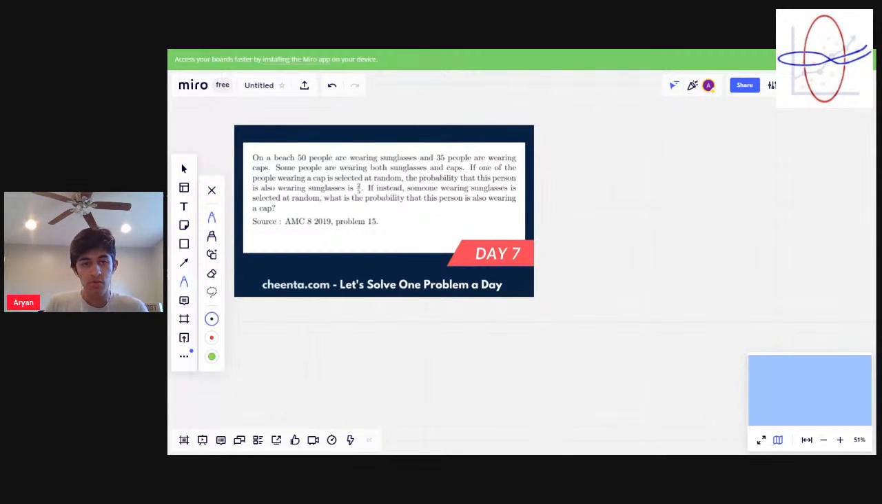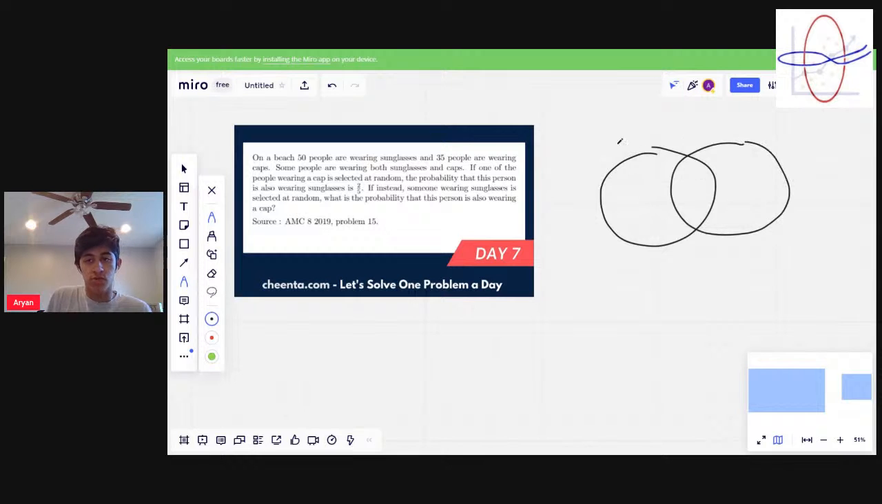Okay, so with this problem, just to get a general idea, we have some people at the beach, and the idea is that there's some that are wearing both sunglasses and caps, some wearing only sunglasses, and some wearing only caps. So with this type of question, I always like to start with a Venn diagram because it's a good way to look at two groups of data. So in this case, two groups of people where they overlap in some category, right? So if we call the first circle sunglasses and the second one caps.